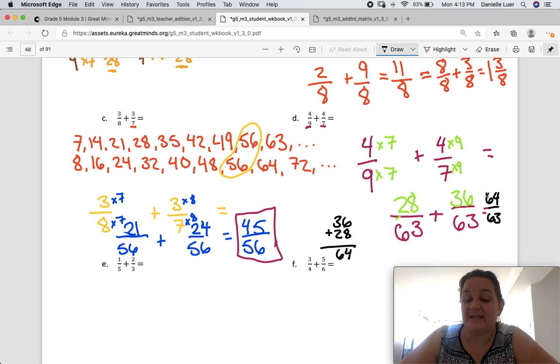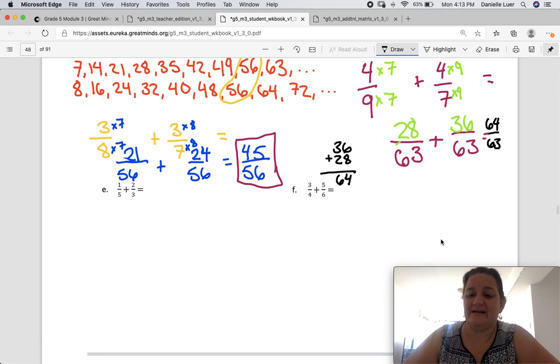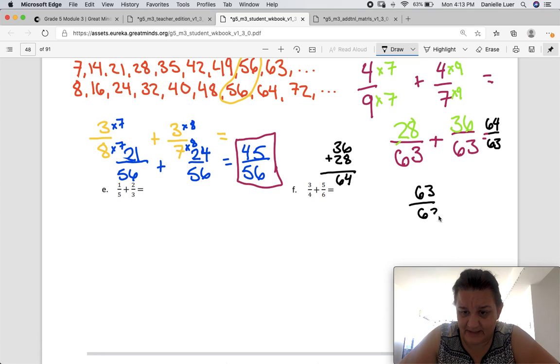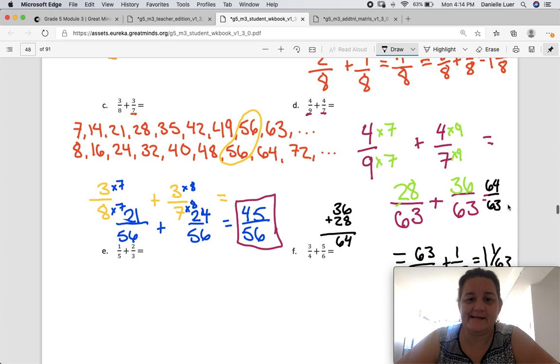Well, we can definitely simplify that. We could definitely simplify it because 1 equals 63 over 63, and we'd have 1 over 63 left. So we could easily just call this 1 and 1/63. Okay? All right.